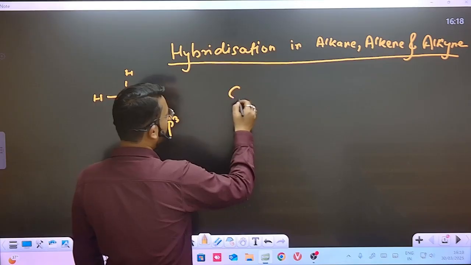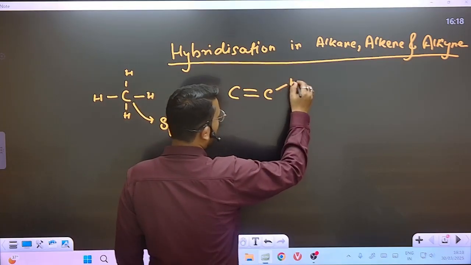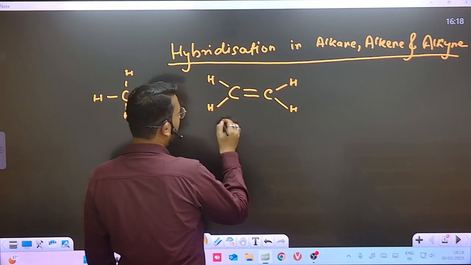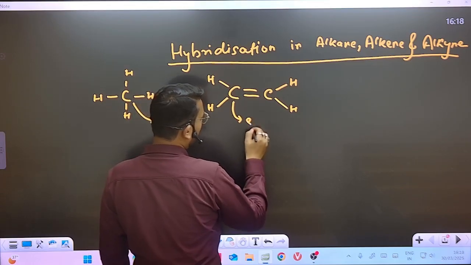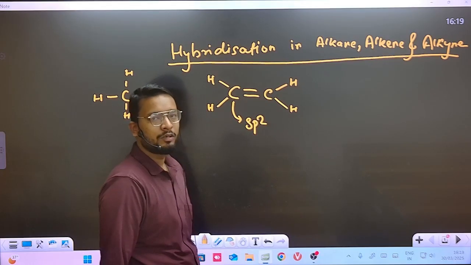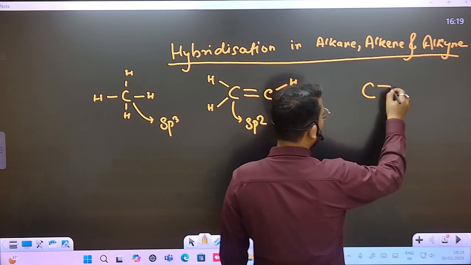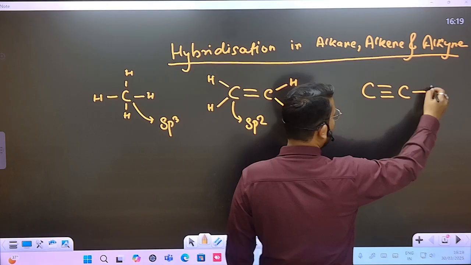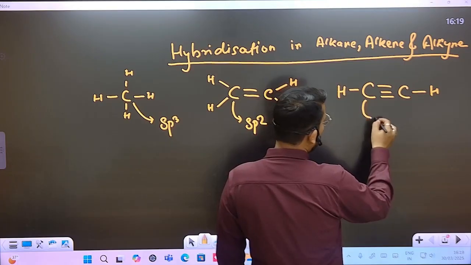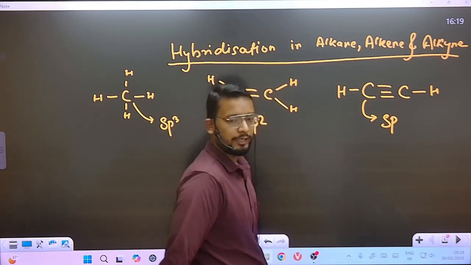In the same way, if we move on to alkene, this is a carbon-carbon double bond, and if I ask what the hybridization of this carbon is, you would say it is sp2 hybridized. So in alkene hybridization is sp2, and in alkyne, if I ask you what the hybridization of this carbon is, it is sp hybridized.